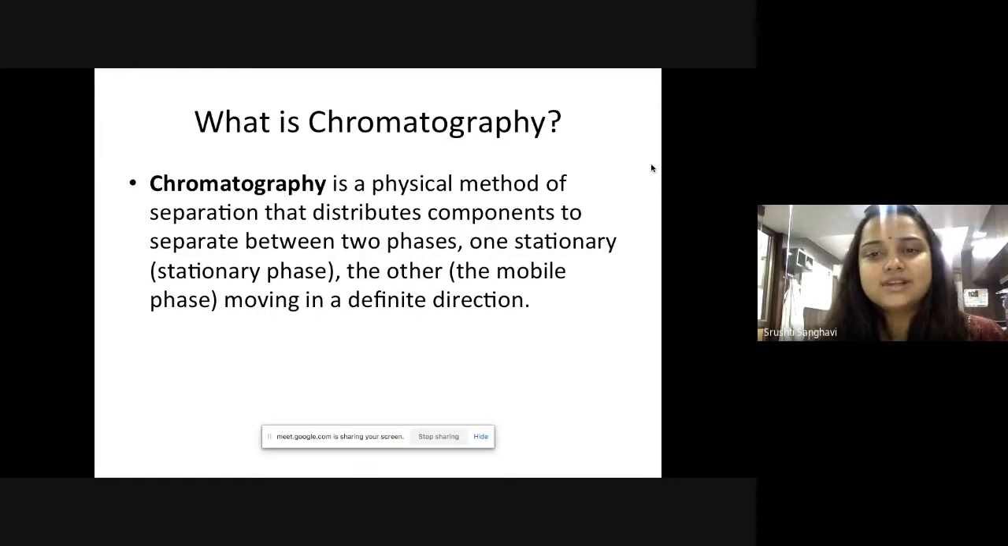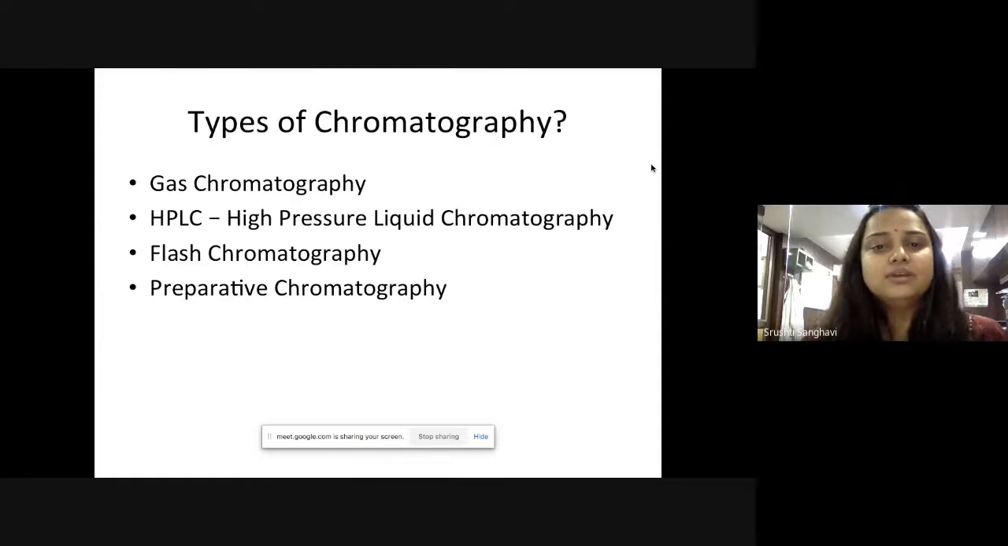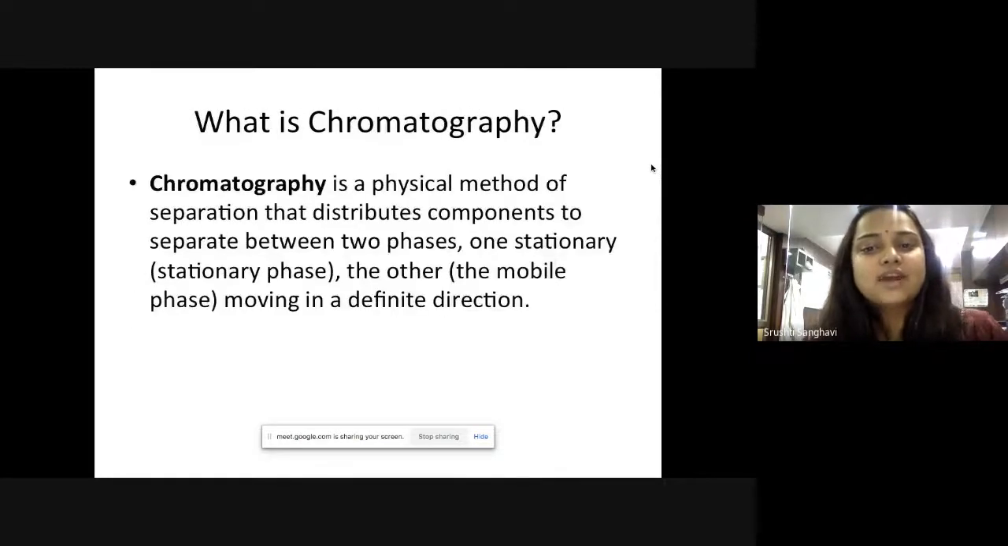Literally the way it says, the mobile phase is the thing that moves. So in case of gas chromatography, the mobile phase is gas and the stationary phase is a column. We will talk about it further in this session, okay? So in concise, chromatography is a separation technique.